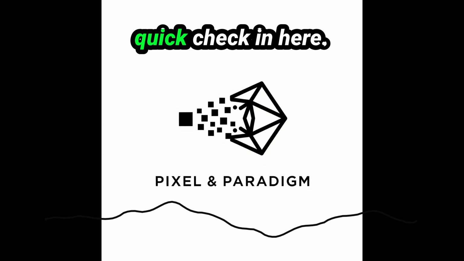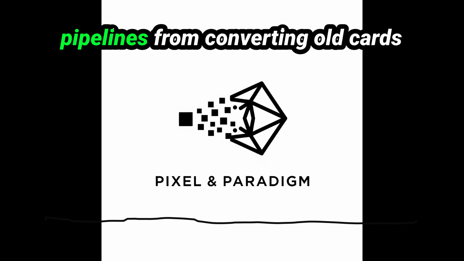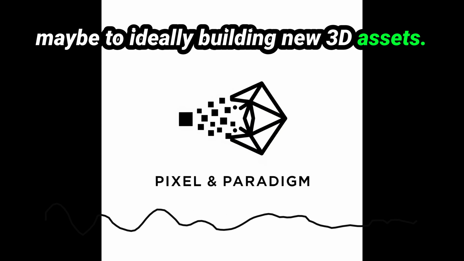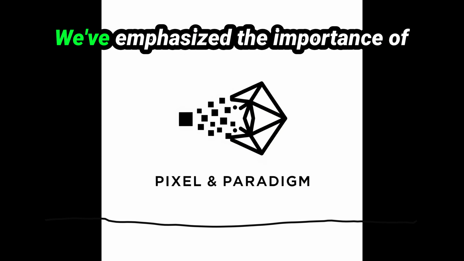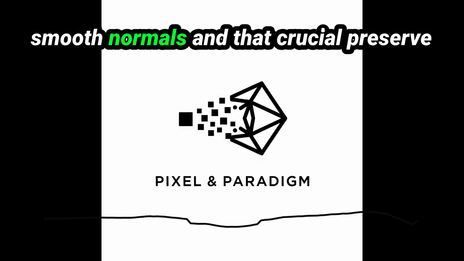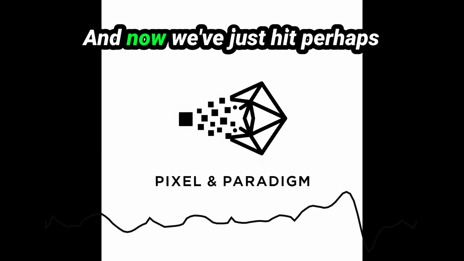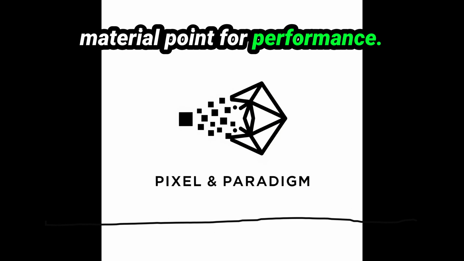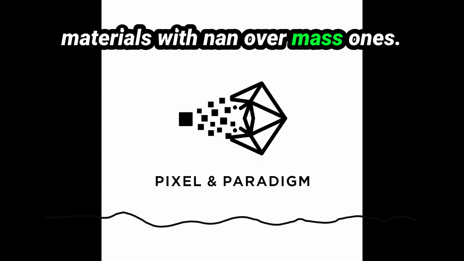Okay, let's pause for another quick check-in here. This feels important. We've just walked through the modeling pipelines, from converting old cards maybe to ideally building new 3D assets using modular workflows and purposeful polygons. We've emphasized the importance of smooth normals and that crucial preserve area setting for distance viewing. And now we've just hit perhaps the single most critical material point for performance, the huge advantage of using opaque materials with Nanite over masked ones.